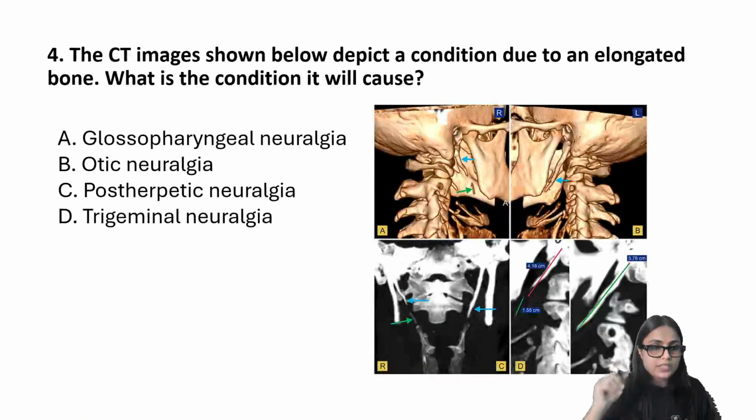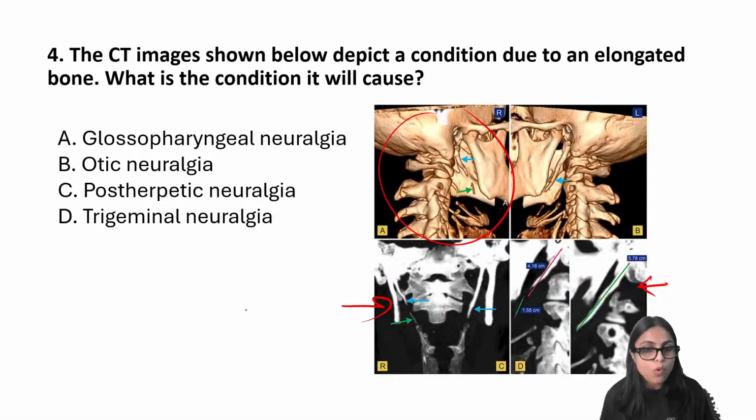Moving on to the next question. The CT images shown below depict a condition due to an elongated bone. Okay. What is the condition it will cause? We have four neuralgias given in the options. First of all, you need to identify which bone that is. Which bone is elongated? This is a coronal slice, this is a sagittal slice of CT, and this is the 3D image. Okay. So, which bone is this? The elongation of which bone is seen over here?